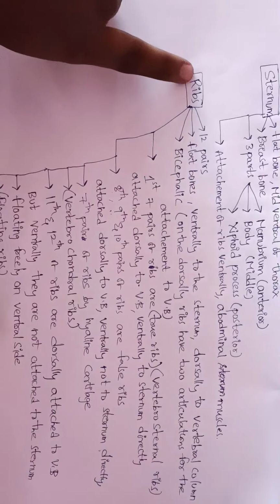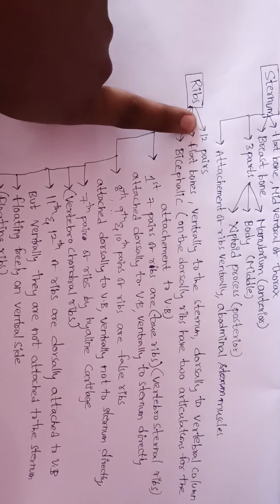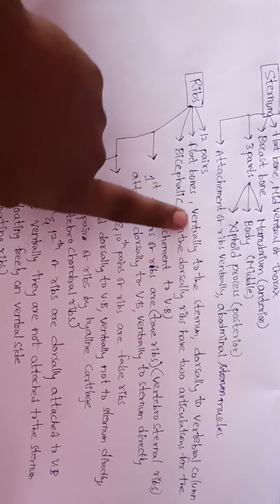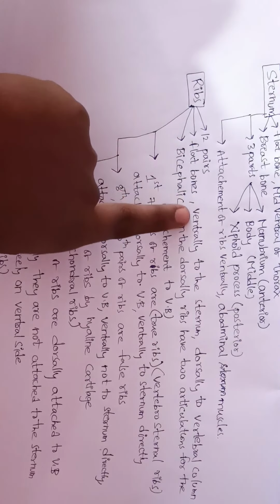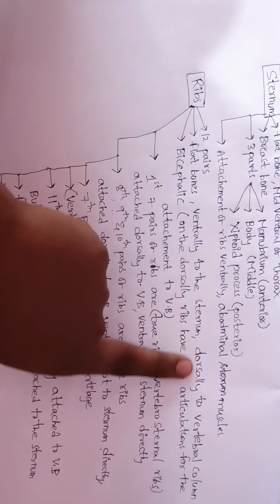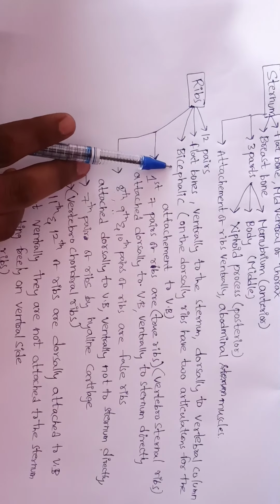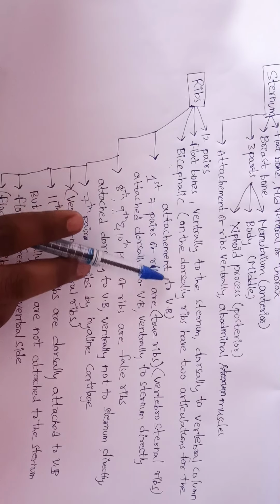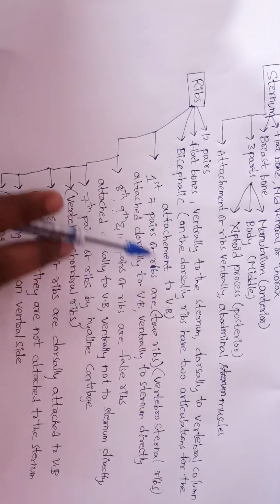Again, I will tell about ribs. There are 12 pairs of ribs. These ribs are flat bones attached ventrally to the sternum and dorsally to the vertebral column. Why can we call ribs bicephalic? Because on the dorsal side ribs have two articulations. Hence ribs are bicephalic.